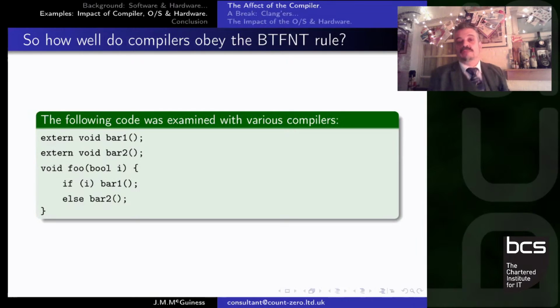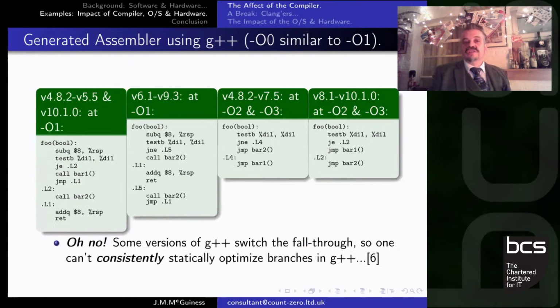Okay, here we have my example. Very simple piece of code. Which is it? We can see these now, I've used O0 and O1. O0 and O1 are similar to each other, and we can see here with O1, earlier versions of GCC do it the wrong way round. Sorry, O0 and O1, they do it the correct way around. They statically predict bar 1, and then bar 2 is the mispredicted.